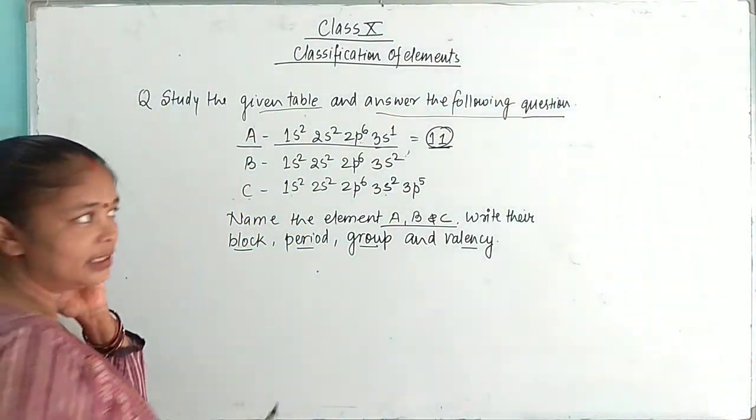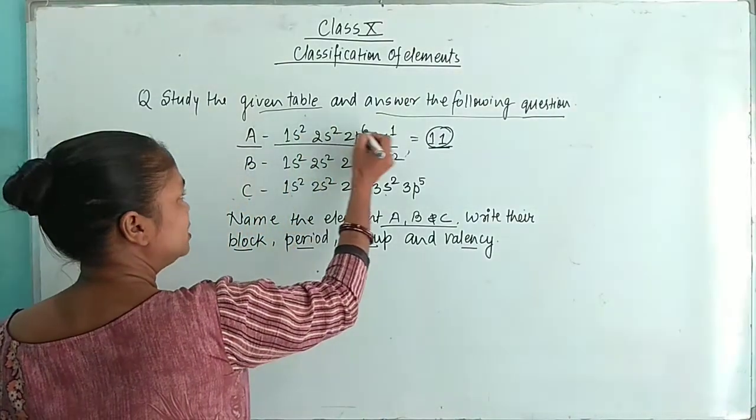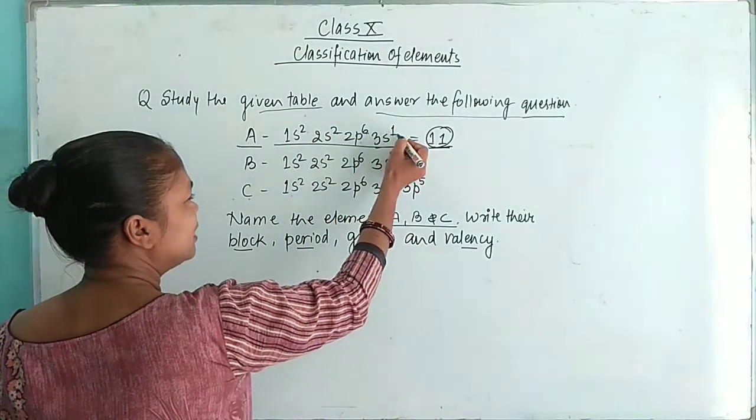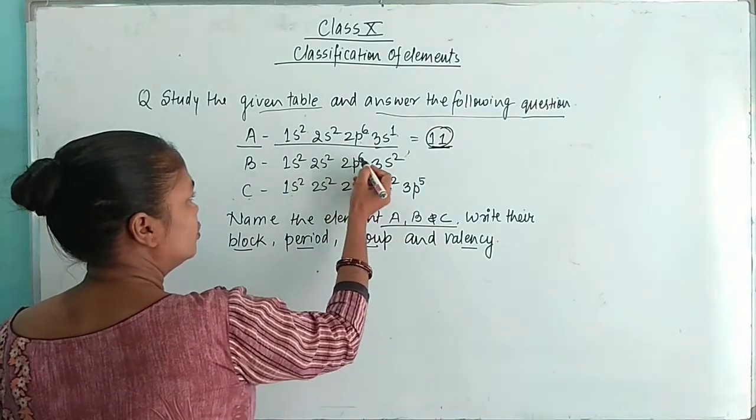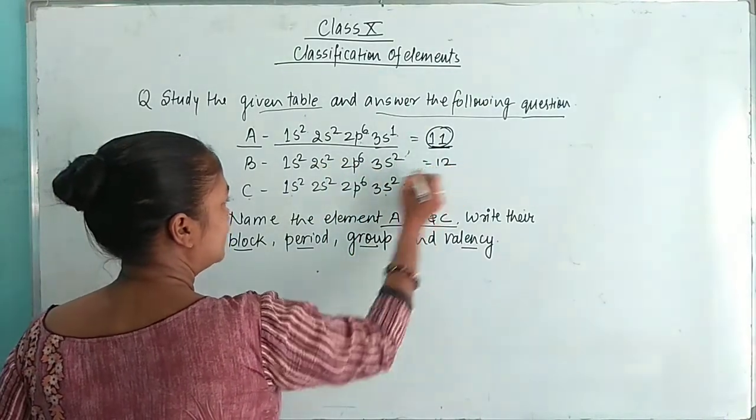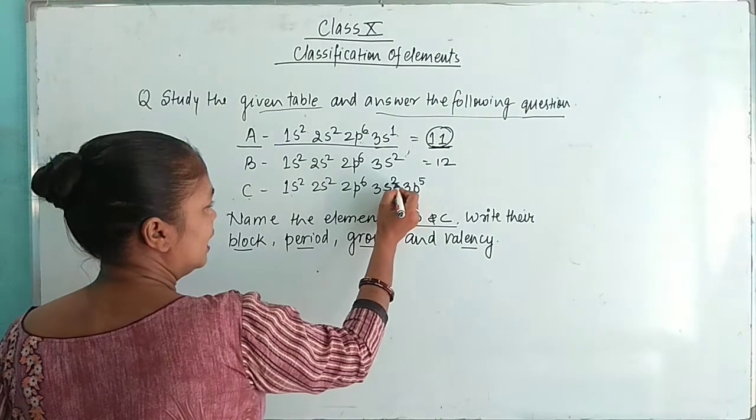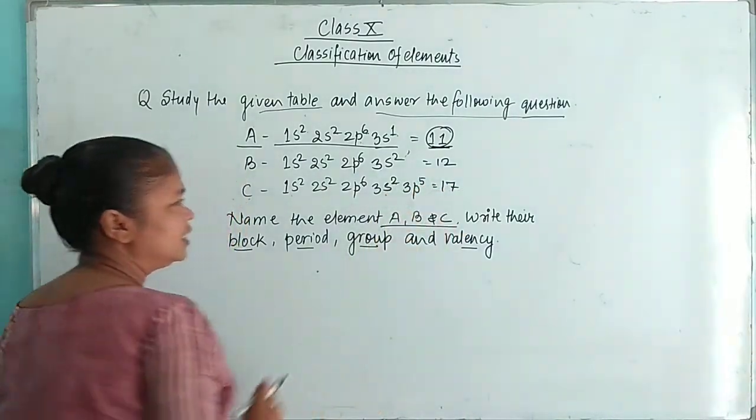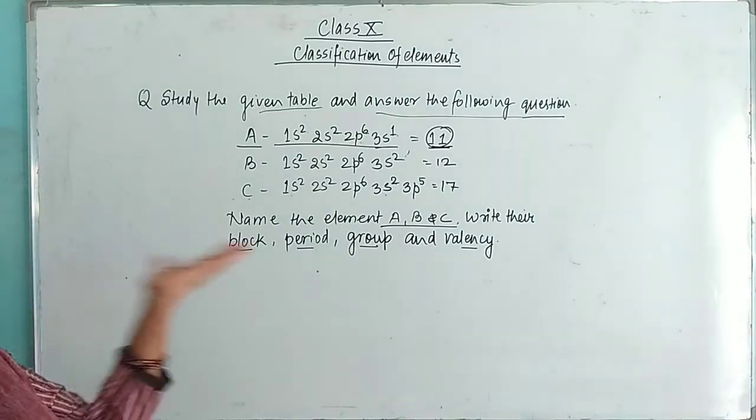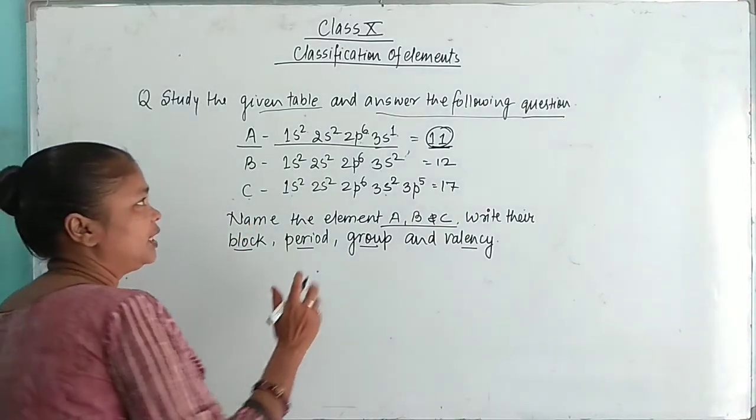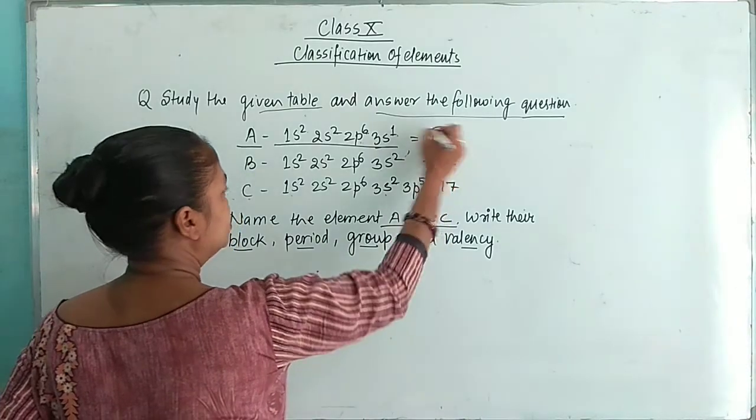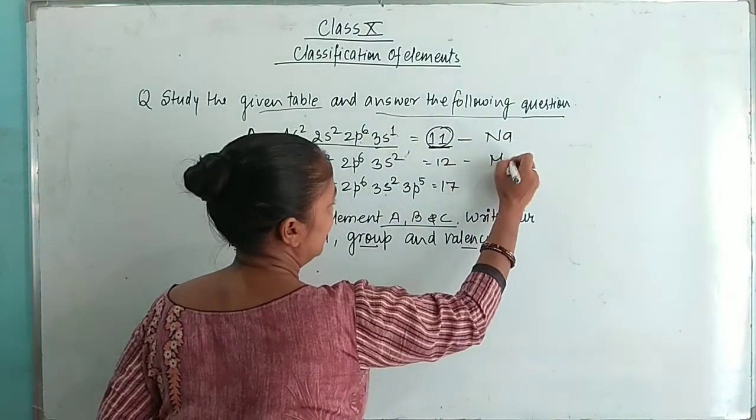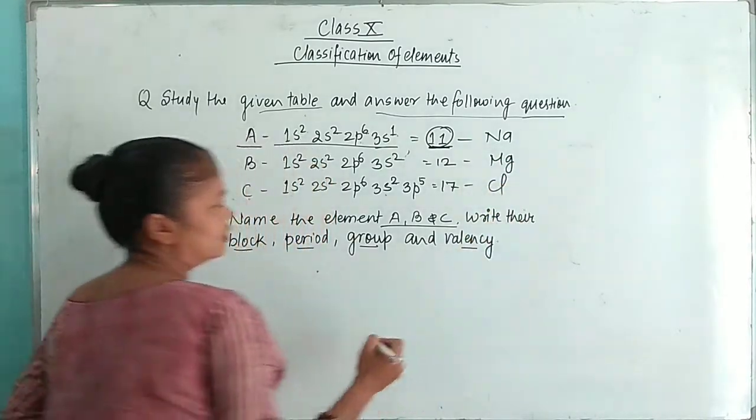How will you write this? First, you add these electrons because you have filled the electrons here. 2, 2, 4, 6, 10, 1, 11. 2, 2, 4, 6, 10, 2, 12. 10, 11, 12, 13, 14, 15, 16, 17. Now this one is 17. So now you go according to the periodic table, and you will get 11 is sodium, 12 is magnesium and 17 is chlorine.